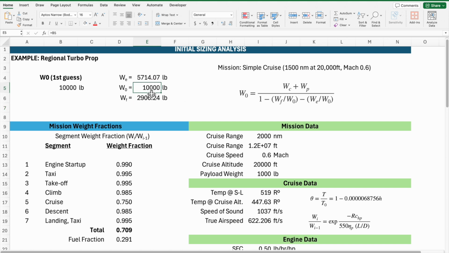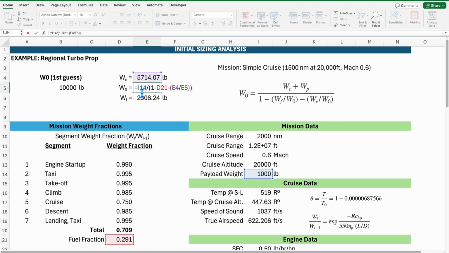So let's see what happens if I just make this guess now, or this next iteration, the function here on the right. I'm going to say I have a payload weight of just 1,000 pounds. I know I've left out a crew, but I can add that in later on. I can include crew as part of my payload if I want, or I can include them separately, that's fine. So I have my payload weight divided by, in brackets, 1 minus my fuel fraction, 0.291, minus my empty weight fraction, which is going to be my empty weight divided by my gross weight guess. Now I have to find a way to click this cell. I just know it's E5.